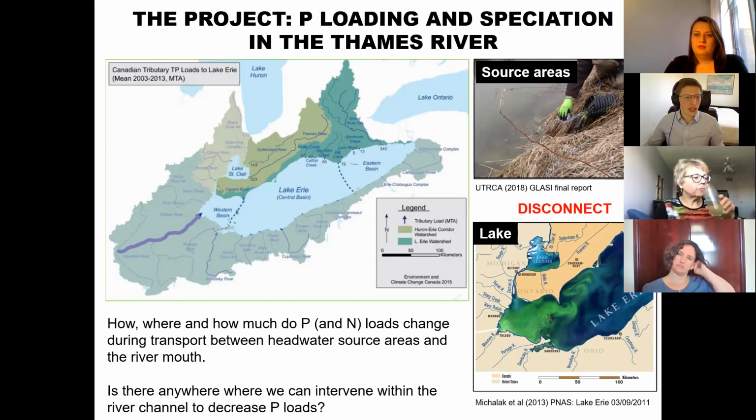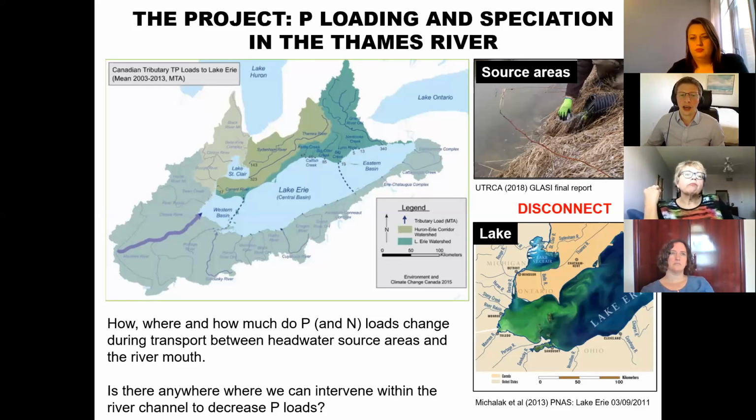So I started to chat about this with a collaborator at the time from the provincial government, Mohammed, and we came up with a couple of research questions about, well, how much do the phosphorus and nitrogen loads change in the transport between the headwater source areas and the river mouth? And then with the idea that the provincial, federal, and binational governments have agreed to a 40% reduction in total phosphorus loads to the western basin of Lake Erie by 2025, is there any way that we can actually intervene within the river channel rather than just focusing on the source areas to decrease the phosphorus load? So those are the main questions going into it.